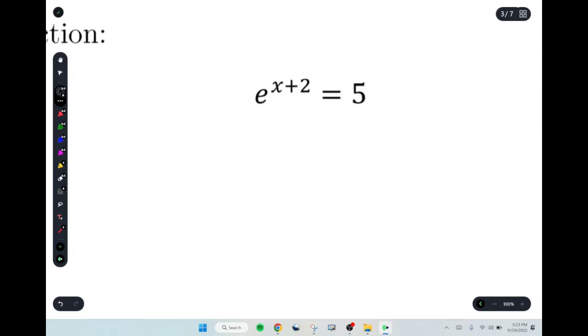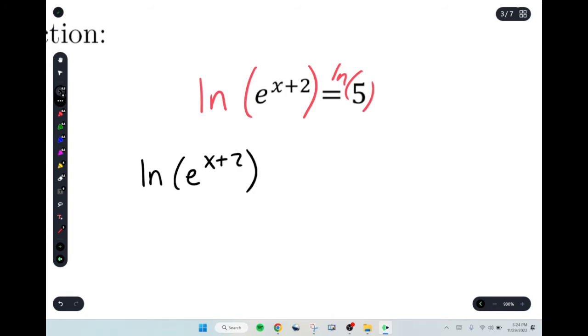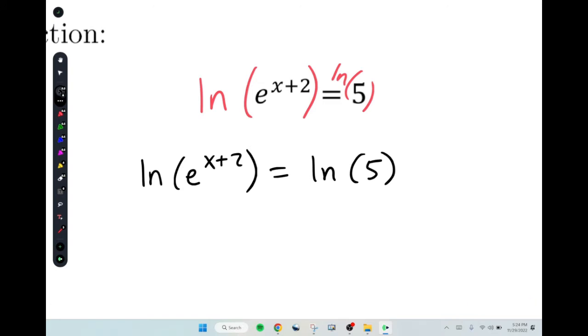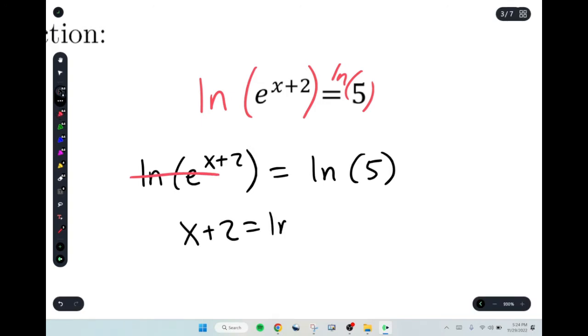Okay. So how do I get rid of an e? You ln it. ln's the opposite of e. But for the history of math class forever, you can't just do something to one side randomly. You absolutely have to do it to the other. So we should end up with ln of e to the x plus 2 equals ln of 5. One nice thing happened. Boom. x plus 2 equals ln of 5.